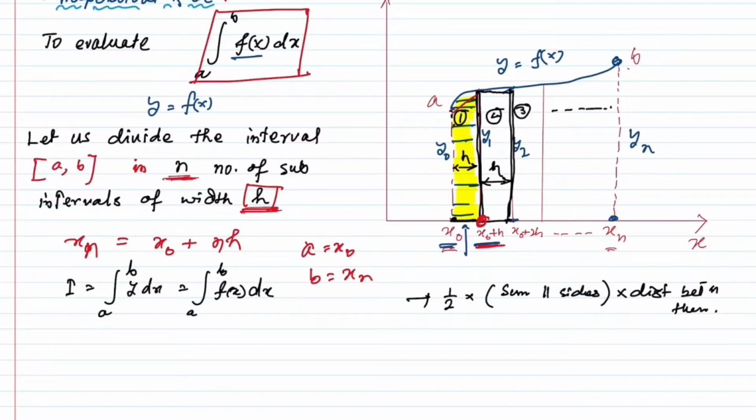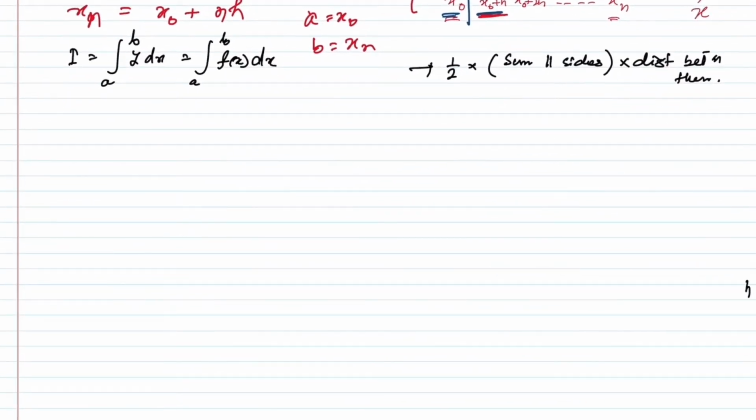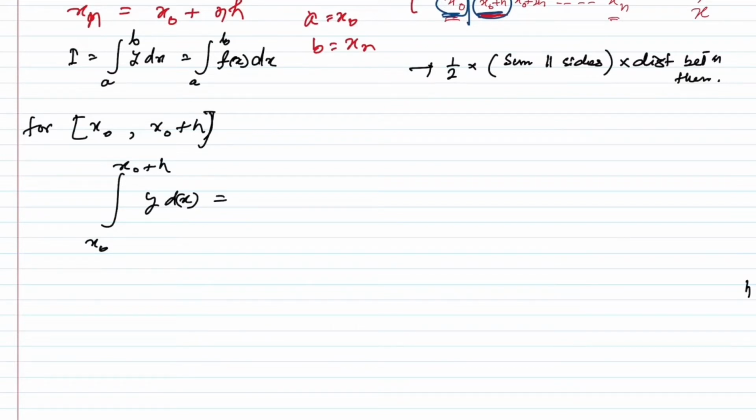Now let us find the area of the first trapezium, this first section. You can see the figure here. It is between the interval x naught and x naught plus h. So the integral from x naught to x naught plus h of y dx is going to be equal to the area of the first trapezium. Here the parallel sides are y0 and y1 and the distance between them is h. So the area must be half into the sum of the parallel sides, that means half of y0 plus y1 into h.